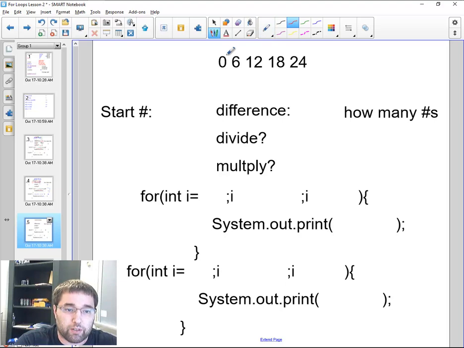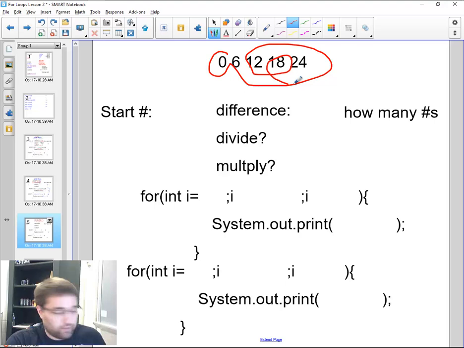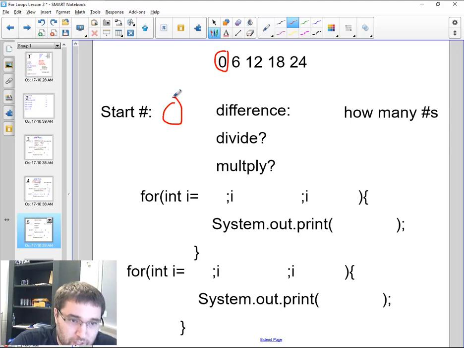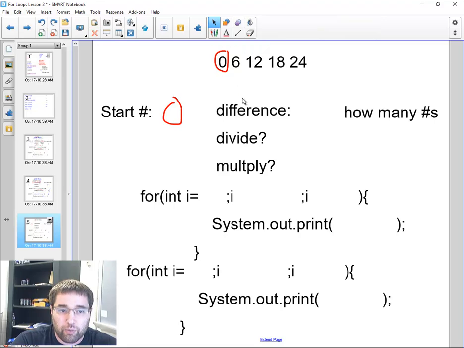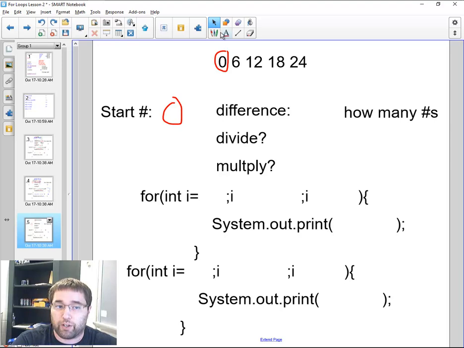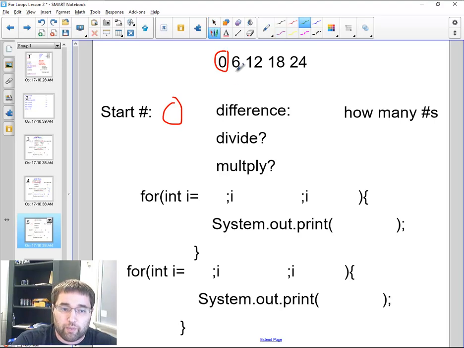What's our starting number? Let's do this together. What's our starting number? Shout out. 0, yep. So we take 0 and we write down 0. Please realize the only thing that needs to be written down is this text and whatever color text shows up on your paper. How do I get from 0 to 6? Times 6, yes.